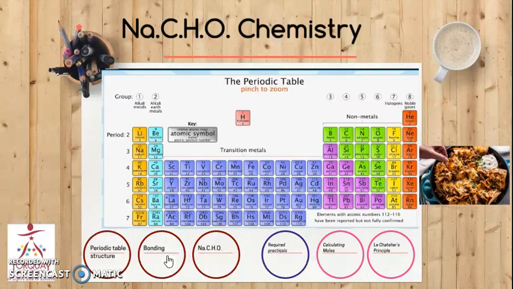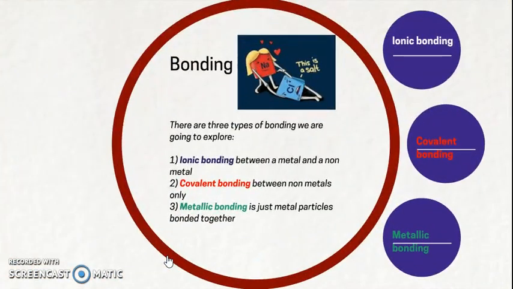The first video was about the periodic table and structure, but now we're going to have a look at bonding and how we put all of these chemicals together in order to make all the different molecules and compounds that we see all around us.